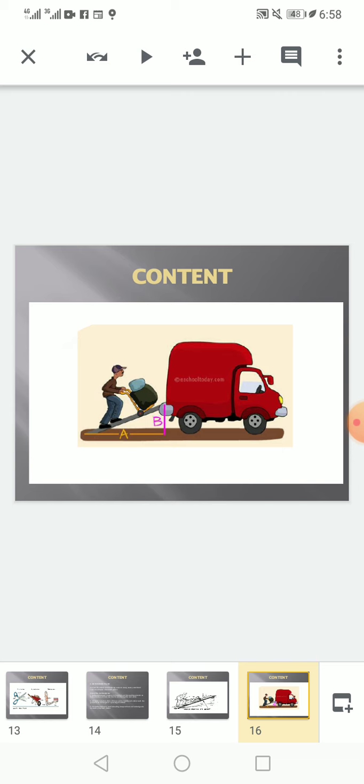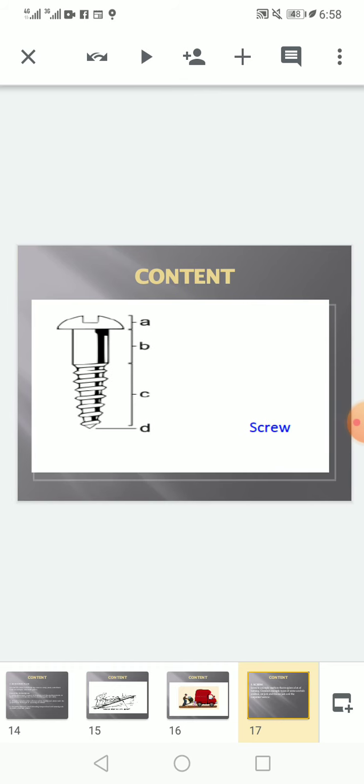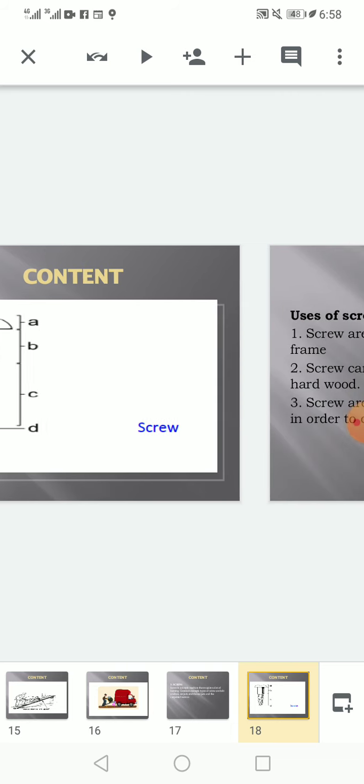So we also have a screw. A screw is a simple machine that requires a lot of turning. Screws require a lot of turning in their operation. Examples of screws are your bolt and nut, your car jack, and carpenter screws. They are all examples of a screw, and basically it is also what? A simple machine. This is what a screw looks like.